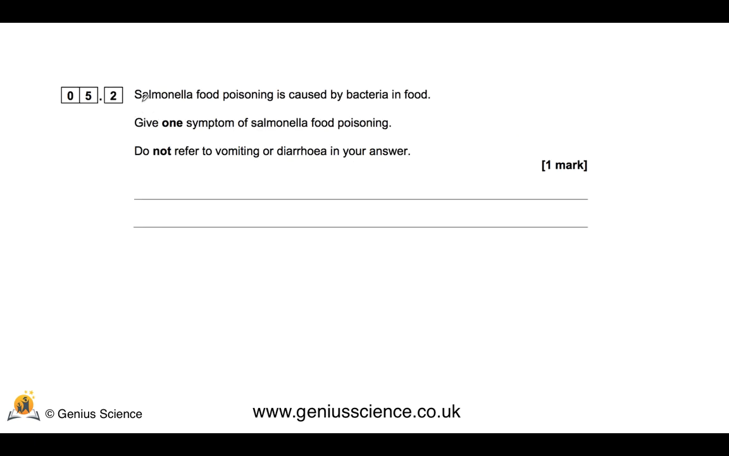Question 5.2. Salmonella food poisoning is caused by bacteria in food. We need to give one symptom of salmonella food poisoning. Remember, a symptom, just make sure we're defining these keywords, is a sign given off by the body that something is not right. It's a sign of illness. And do not refer to vomiting or diarrhea in your answer. Well, with vomiting and diarrhea being ignored, answers here would be a fever or stomach cramps. They're also signs, therefore symptoms, of salmonella food poisoning.